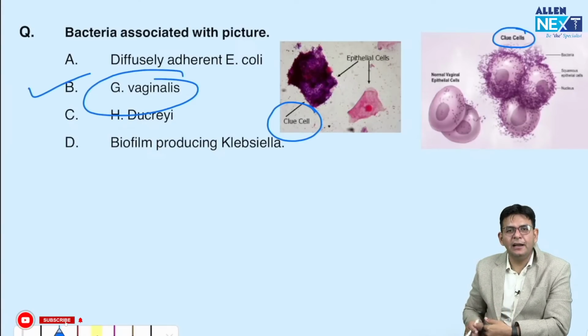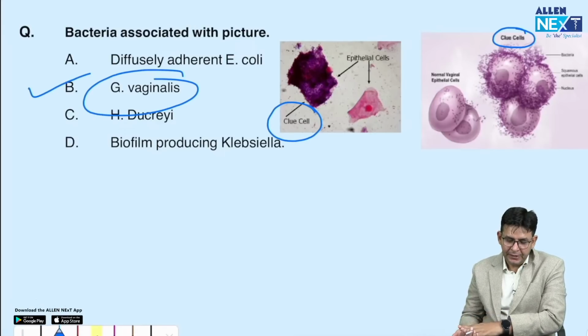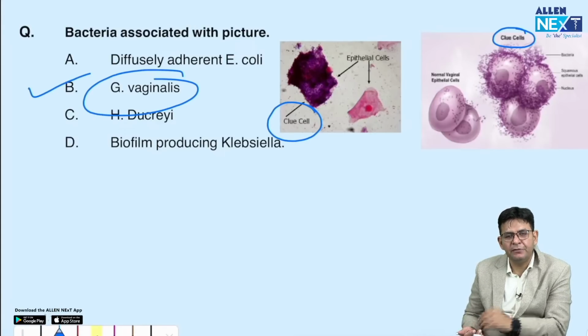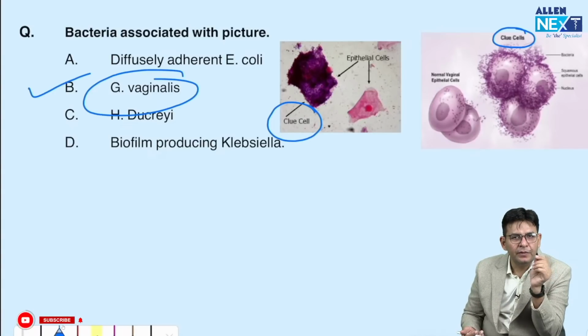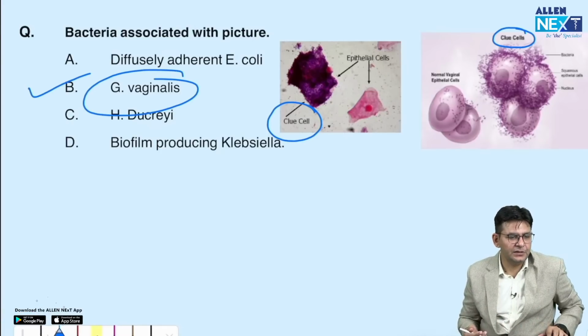Answer is Gardnerella vaginalis, and Amsel's criteria is there. The pH goes more than 4.5, and you can see the clue cells here. When the discharge is greyish white, it has a fishy smell. When you put 10% KOH in the whiff test, it enhances that fishy smell. So that is Amsel's criteria.